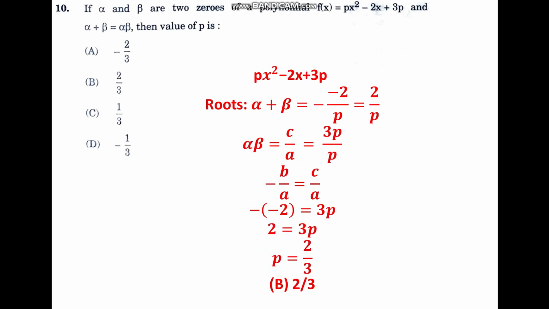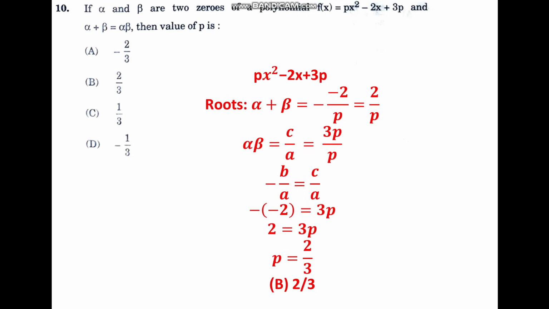Question number 10. If alpha and beta are two zeros of the polynomial and alpha plus beta equals alpha beta, then the value of p is. It is given that the sum of the roots equals the product of the roots. So we know that the sum of the roots, alpha plus beta, is minus b by a. When we substitute the value, we get alpha plus beta as 2 by p, and alpha dot beta is c by a.